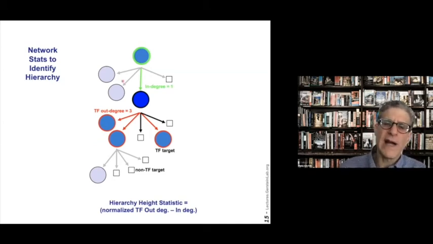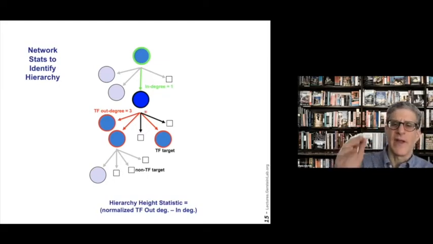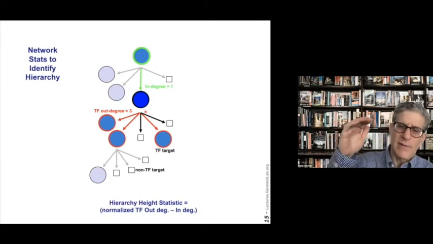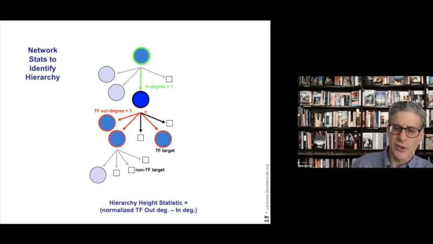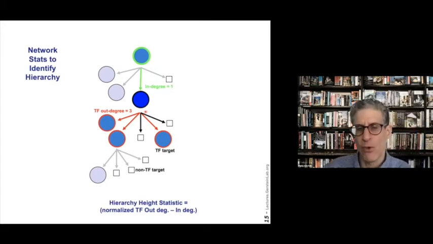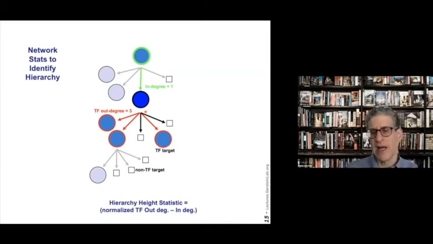Well, if we have a directed network, remember, we can measure what's called the out degree of a node. That's the number of things it regulates, versus the in degree, the number of things that regulate it. Obviously, things at the top of a hierarchy will have very low in degree and progressively higher out degree, and things at the bottom will essentially have just in degree, but not out degree. So we can look at the difference between these two quantities and think about placing things on a hierarchy in relation to that difference.